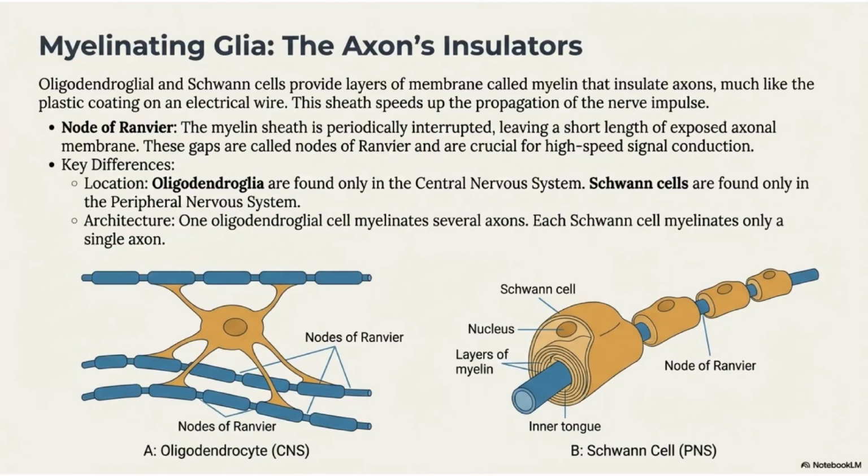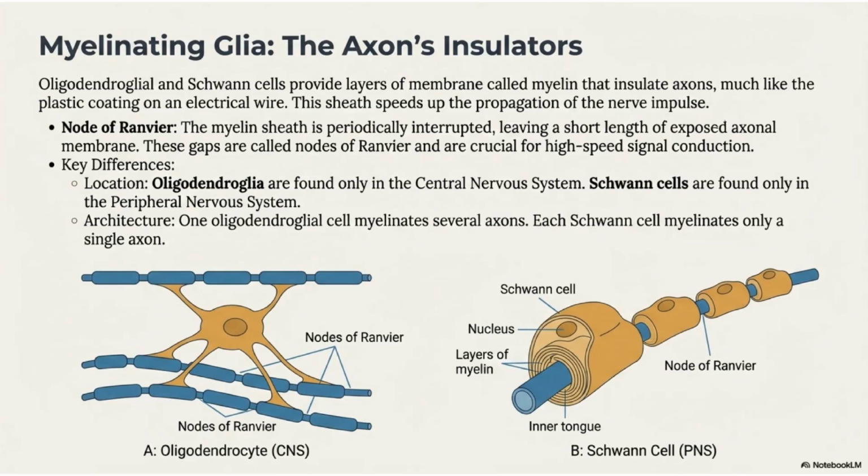Next, we look at myelinating glia, which serve as the axon's insulators. Oligodendroglial and Schwann cells provide layers of membrane called myelin. Much like the plastic coating on an electrical wire, this sheath speeds up the propagation of nerve impulses. A critical feature here is the node of Ranvier. These are periodic gaps where the axonal membrane is exposed, which are essential for high-speed signal conduction.